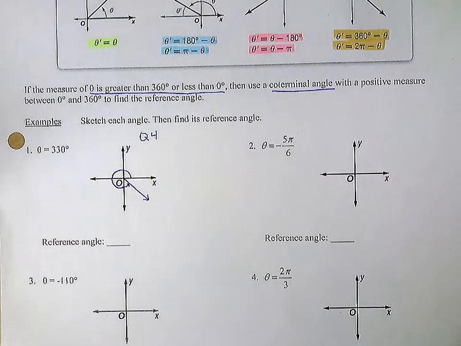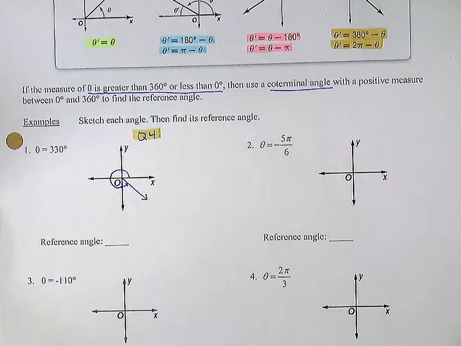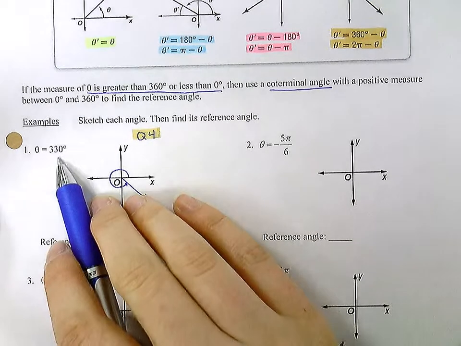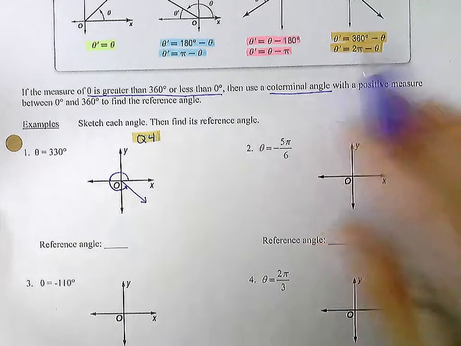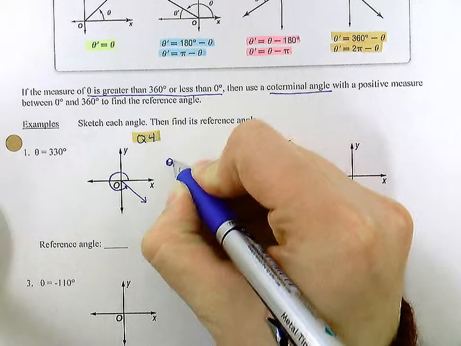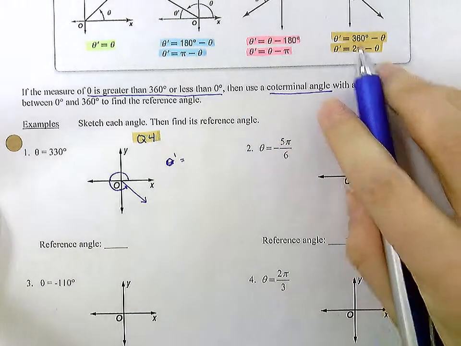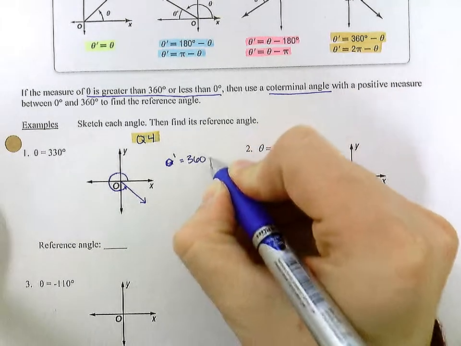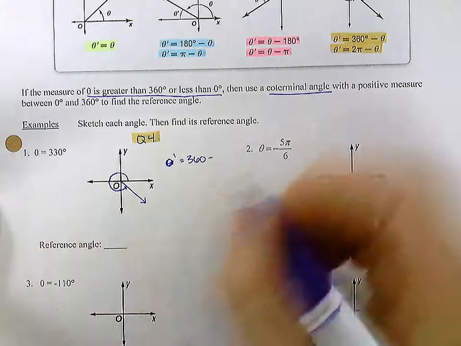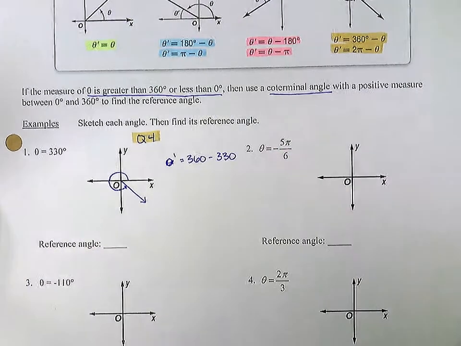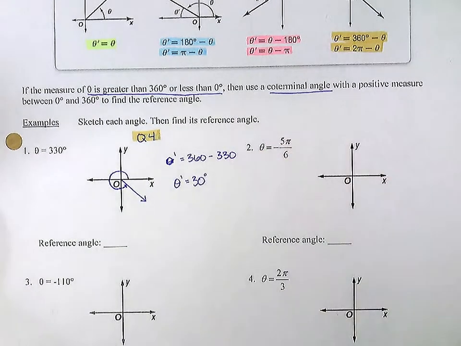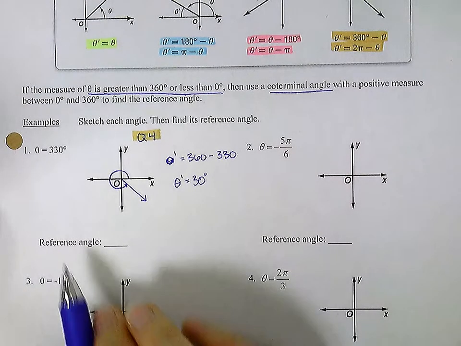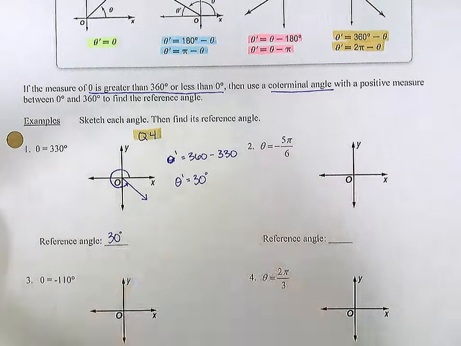So that's the one I highlighted orange. Those are the formulas I need to use to find my reference angle. Since I was given theta in degrees, I'll find theta prime in degrees. So theta prime, we'll take 360 and subtract our theta value, which is 330. So theta prime is equal to 30 degrees. So our reference angle for this one is 30 degrees.